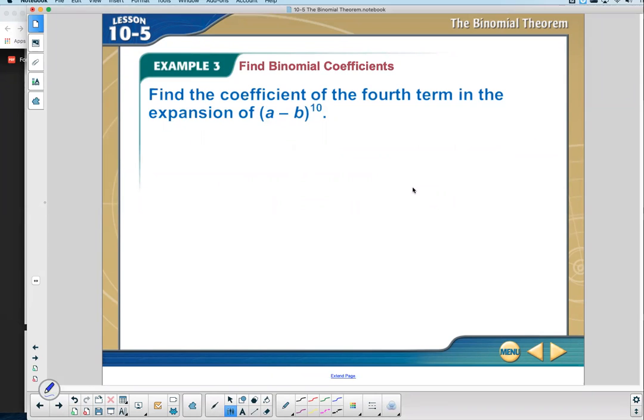So example 3, this starting here, we don't have to find the whole list. It says just find the 4th term. And so I want to walk you through this. On this game, we're playing 10 times. So n equals 10. We're going to play this 10 times, and we want to find the 4th term.